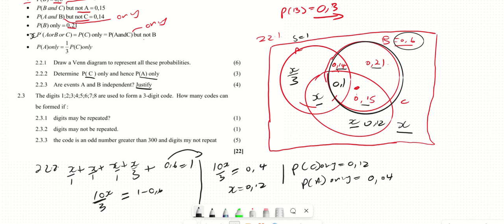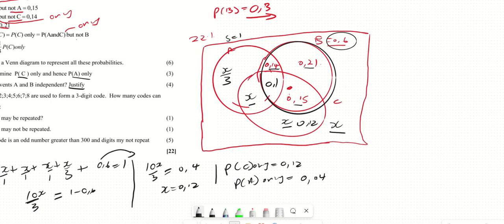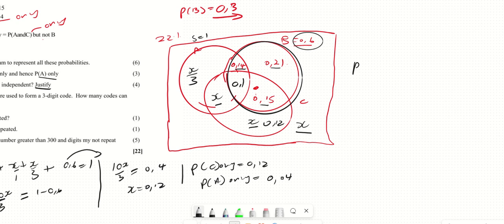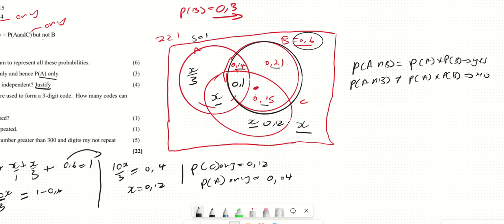Justify your answer. So we know that for independence, we're talking about A and B. So the probability of A and B equals the probability of A times the probability of B. If this happens, the answer is yes. But if the probability of A and B is not equal to the probability of A times the probability of B, then the answer is no. So the question is asking us to conclude.